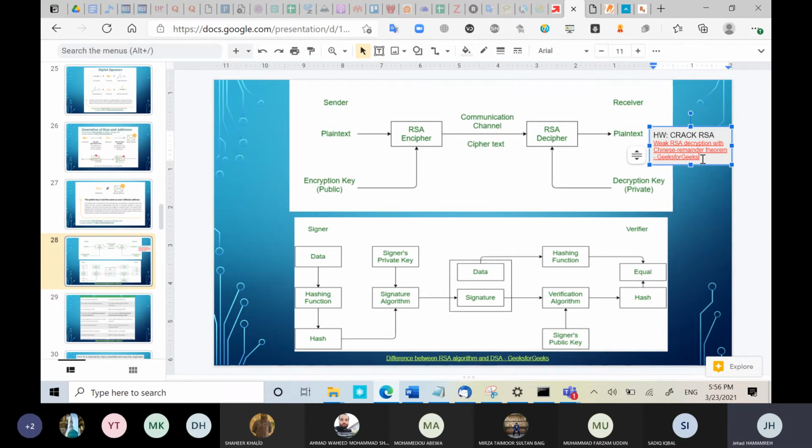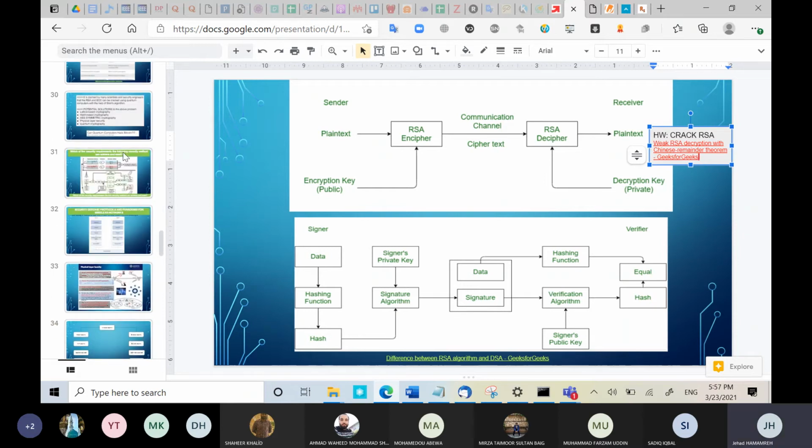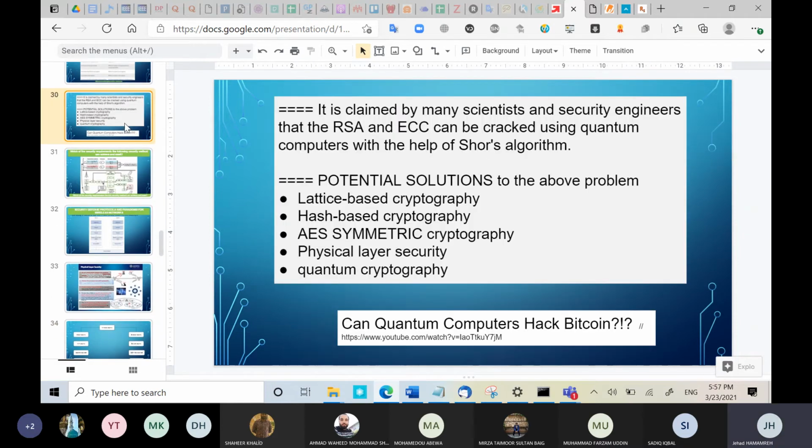Let's say you have a weak RSA algorithm. This homework gives you the Python code that you should write in order to break the encryption method of the RSA algorithm. You can have a look at it as well and see what you can do with it, because with examples, you can understand things better.